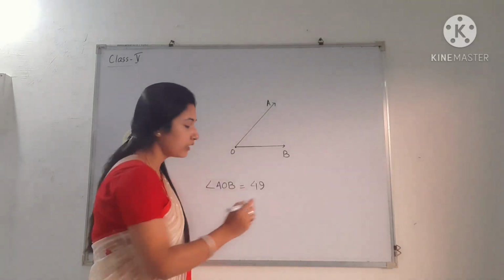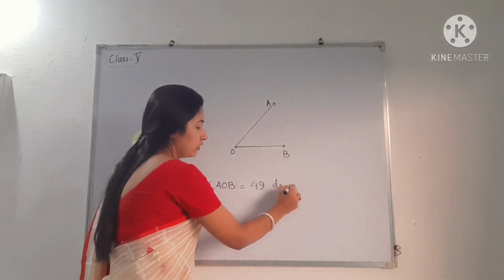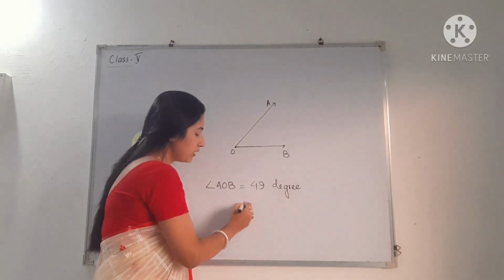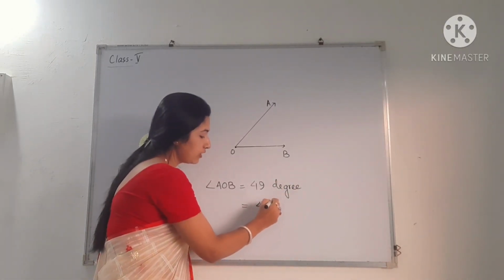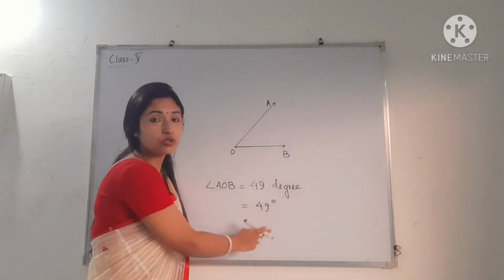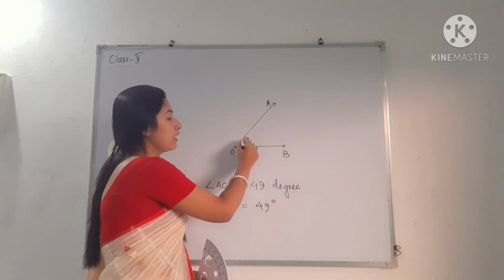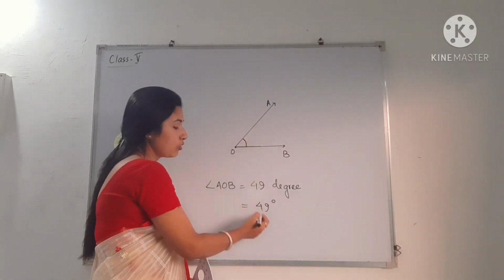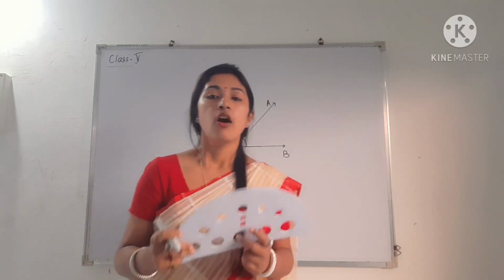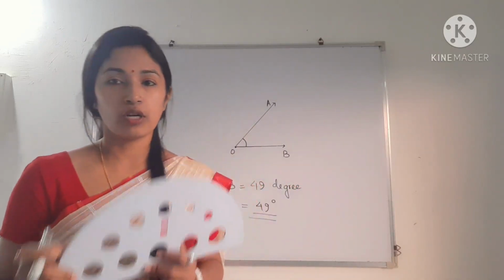And how to write degree? The name is this one. Okay, you can write this word, but in short form we can write like this. So this is the symbol for degree. So this angle AOB is equal to what? Is equal to 49 degree. Okay, so this is the way of measuring using protractor.